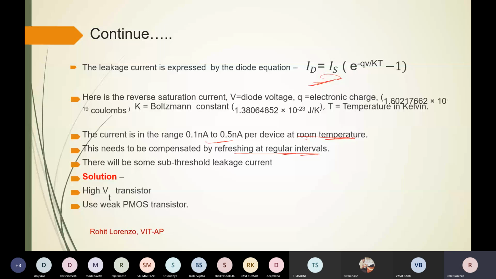It is the same concept used in dynamic RAM, which I think you have studied. We refresh because leakages bring the charge down, so we need refreshing at regular intervals to maintain the charge. So what is the solution here? Because the leakage problem is there, we can use high VT transistors and a weak PMOS transistor.